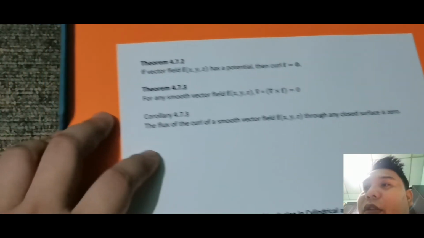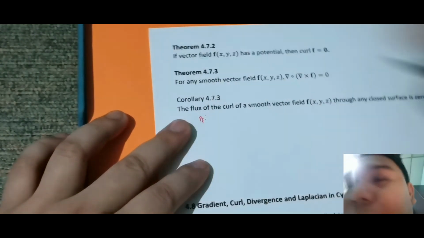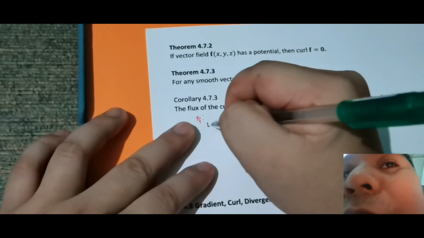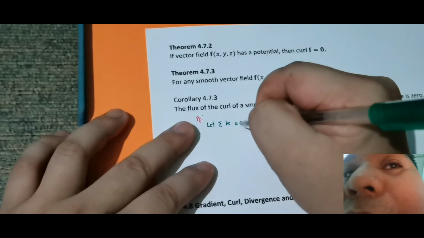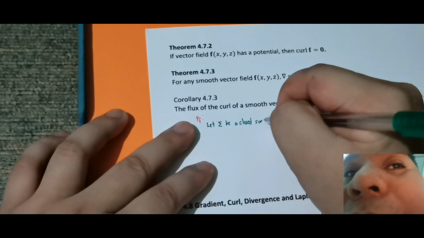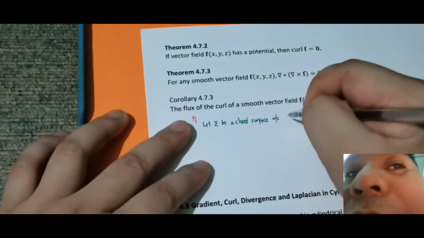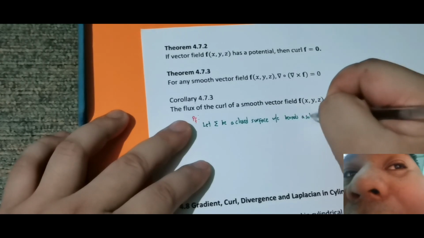So, let lang muna tayo dito, no? For proof, Green ako gagamit. So, let sigma be a closed surface which bounds a solid S.